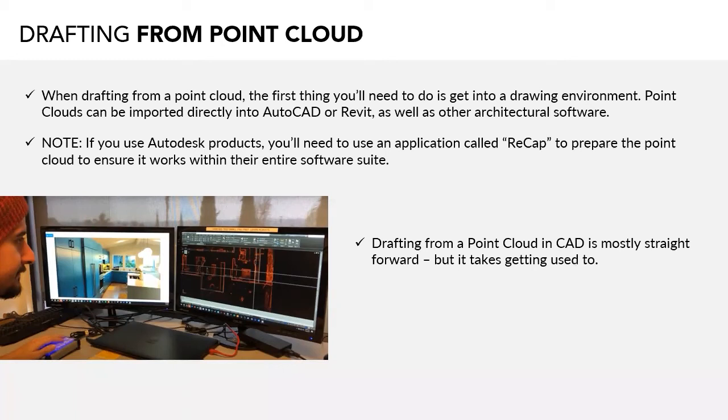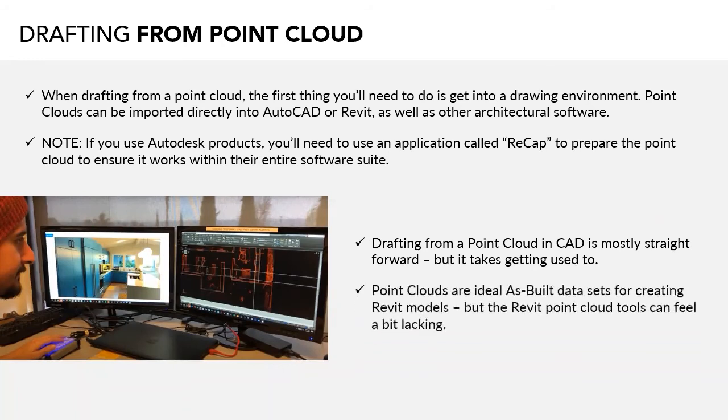So once you get in there, drawing from a point cloud in CAD is pretty straightforward, but it does take some getting used to. There are a lot of options in CAD to color, slice, crop, move, and rotate the cloud in all kinds of different ways. And you'll need to use the view cube to regularly adjust your UCS orientation properly to work with the cloud in those different positions. And then point clouds are really ideal as-built data sets for creating Revit models.